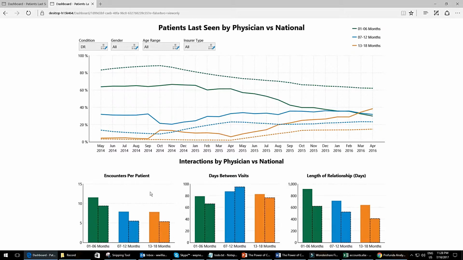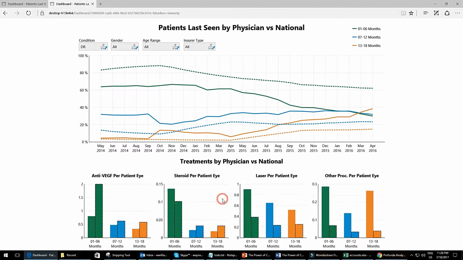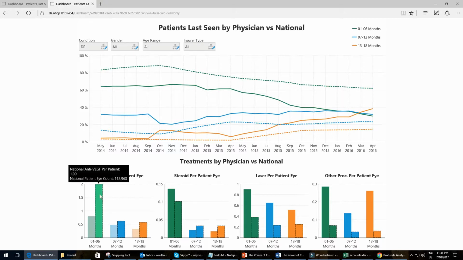For now, we'll just file that observation away and look instead at treatment types used by physicians, which we do by right-clicking this graph and choosing treatments. This is a far more interesting set of graphs. It shows that our doctor uses anti-VEGF treatments only about a third as often as they are used nationally. Whereas if we look over here at laser treatments, we see the opposite. He's using laser at almost 3 times the rate that it is being used nationally. In other words, our doctor is using a different treatment regimen than the typical treatment for diabetic retinopathy.